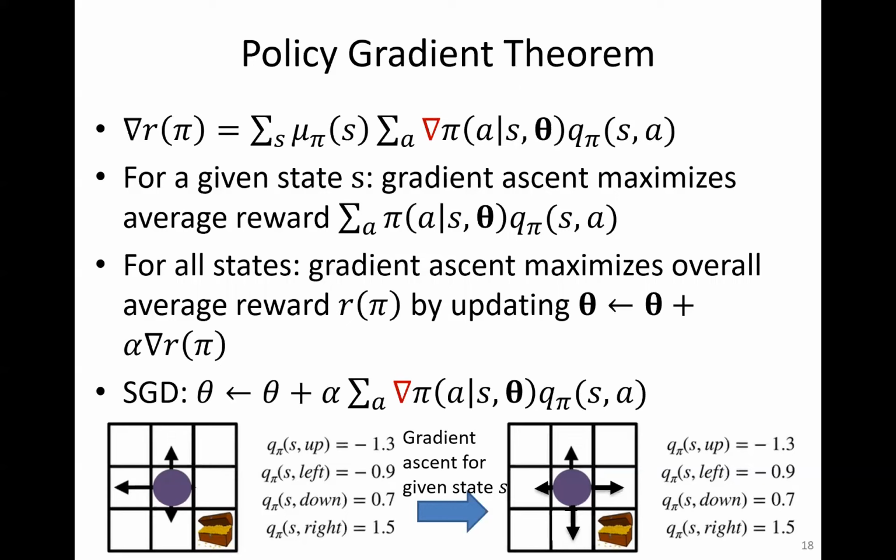So for a given state S, this inside term maximizes the average reward in that state. And averaged over all states, it maximizes the overall average reward by updating the parameter theta with, now it's gradient ascent, plus alpha times the gradient. So SGD is this. Instead of the expectation, we perform the sampling.